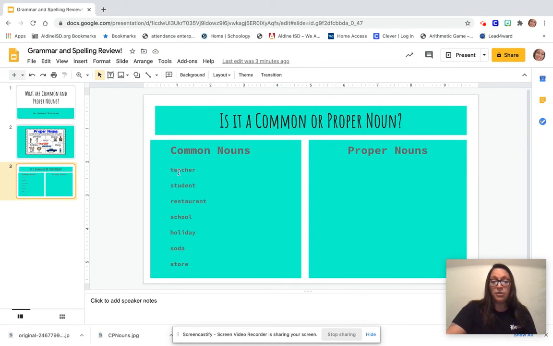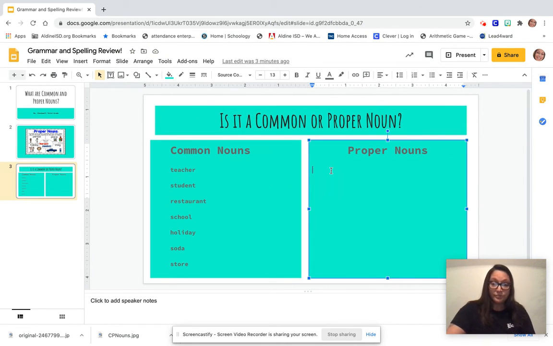So my common noun over here is teacher. That could be just any old teacher, right? My teacher assigns homework. My teacher does this. But if I'm talking about a specific teacher, like, for example, Miss Lovo, that turns into a proper noun that I need to capitalize. I'm not talking about any teacher. I'm talking about Miss Lovo.